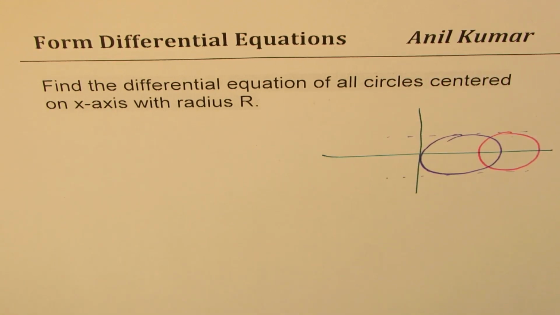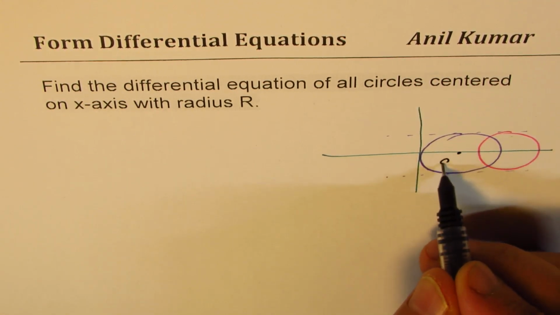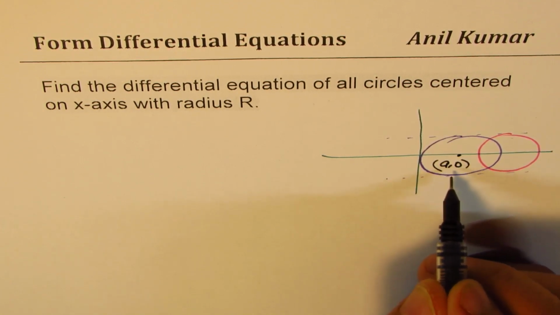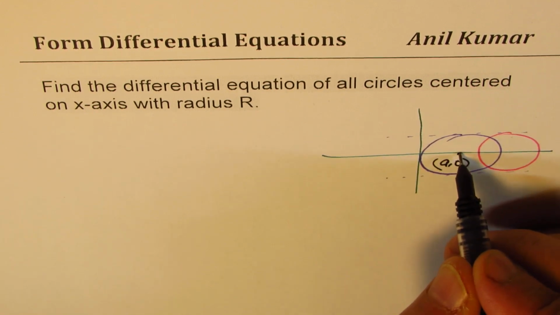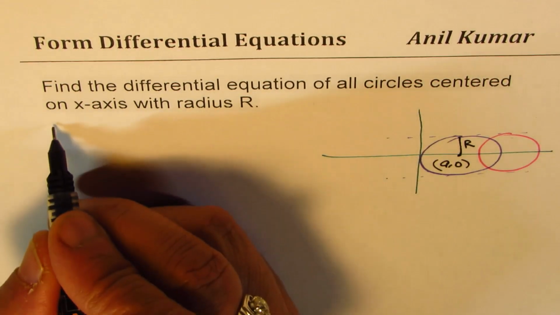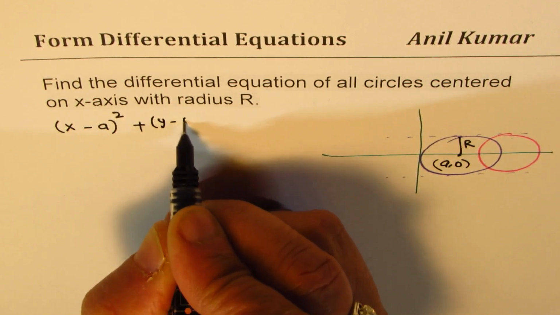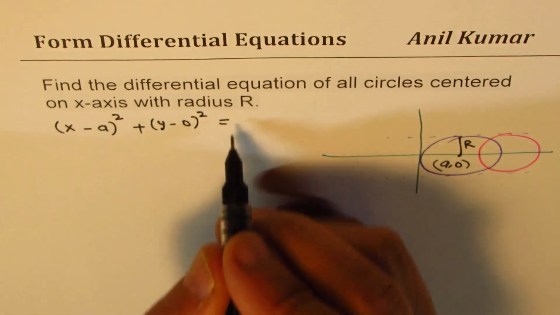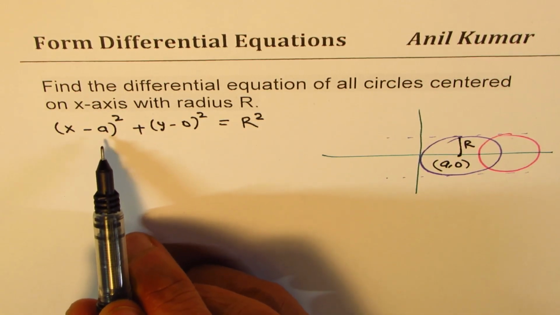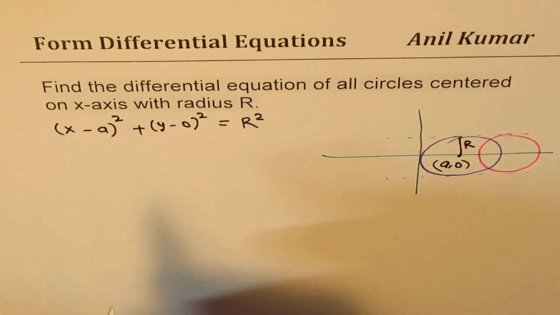Now if you want to figure out the center of any of these circles, the y value is going to be 0. So it could be (a, 0), for example. So a becomes our arbitrary constant. The radius is capital R. So we could write this equation as (x minus a) whole squared plus (y minus 0) whole squared equals capital R squared. Since there is only one parameter, we'll differentiate once, eliminate it, and write our equation.